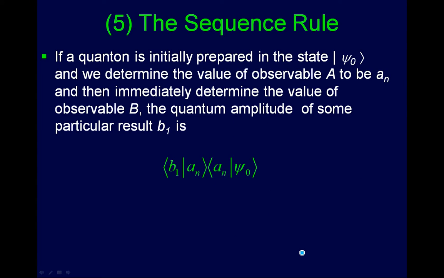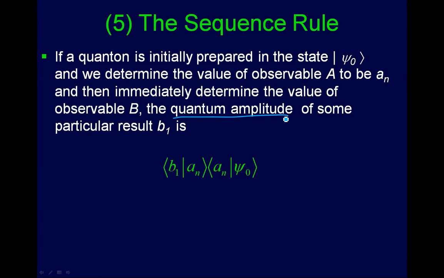All right, rule 5 is the sequence rule. And so this says if a quanton is initially prepared in some state psi 0, and we determine the value of observable A to be A_n, and then immediately determine the value of observable B, the quantum amplitude of some particular result B1 is this. Okay, and it's basically two inner products multiplied by each other. All right, and so this is the quantum amplitude of basically two measurements coming after each other.